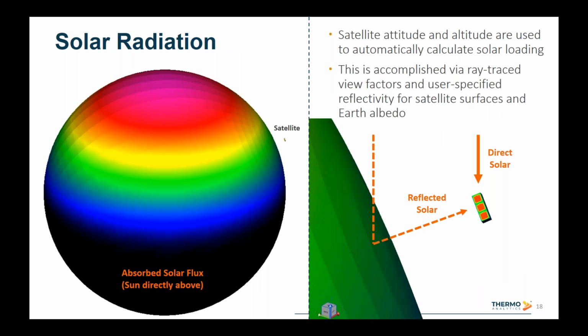On the solar side, again, we're going to use these view factors to calculate the direct solar loading on the satellite, as well as the solar loading on the Earth, how much reflects, where that reflects to, and how much of that reflected solar is eventually absorbed by different elements of the satellite.